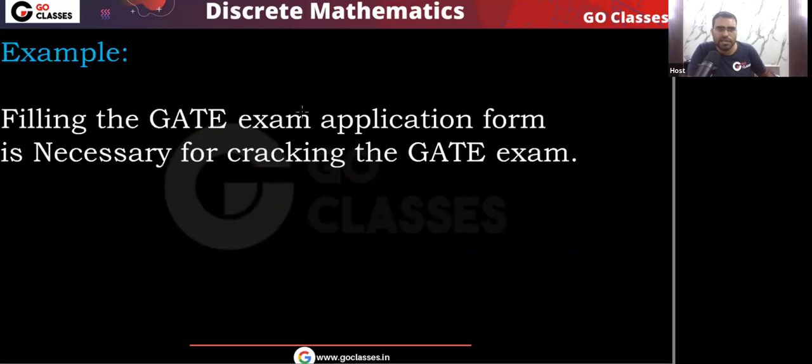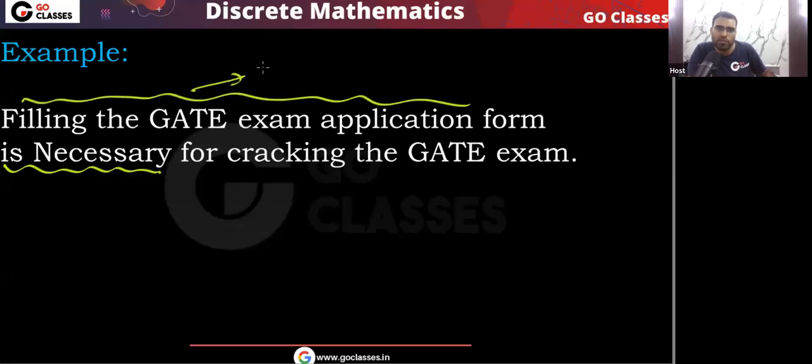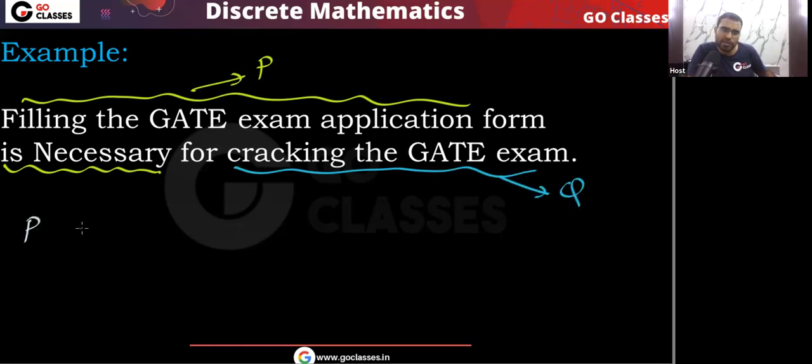Yes or no? So finally, I can say filling the GATE application form is necessary for cracking the GATE exam. Now you tell me one more thing: what does this statement actually mean? Let me call filling the application form P, and cracking the GATE exam Q. So this statement is: P is necessary for Q.